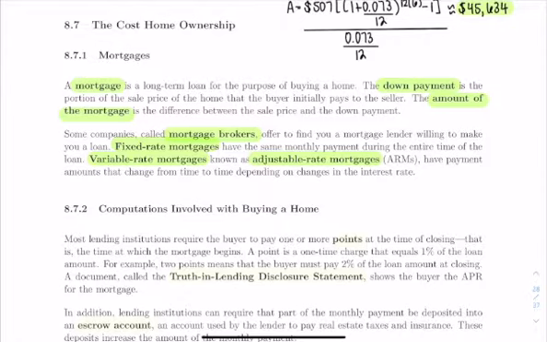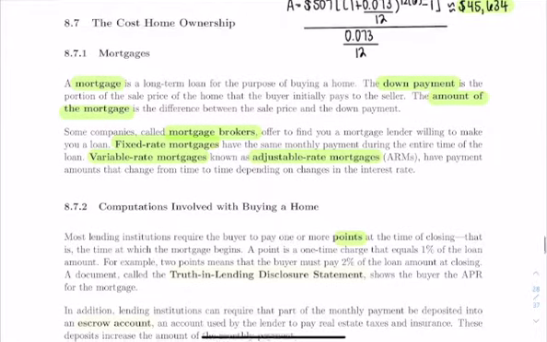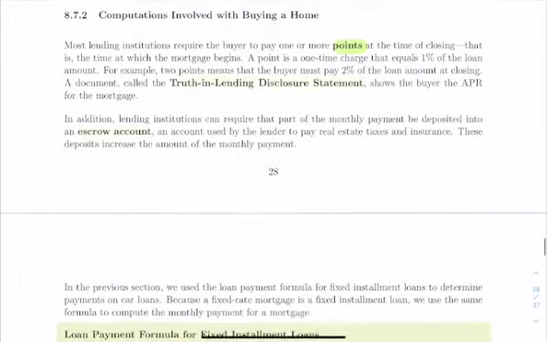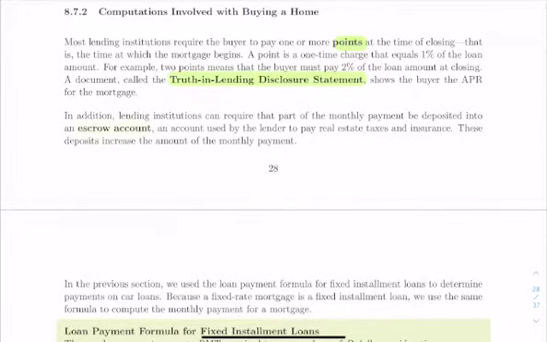Most lending institutions require the buyer to pay one or more points at the time of closing, that is, the time at which the mortgage begins. A point is a one-time charge that equals 1% of the loan amount. For example, 2 points means that the buyer must pay 2% of the loan amount at closing. A document called the Truth in Lending Disclosure Statement shows the buyer the APR for the mortgage.